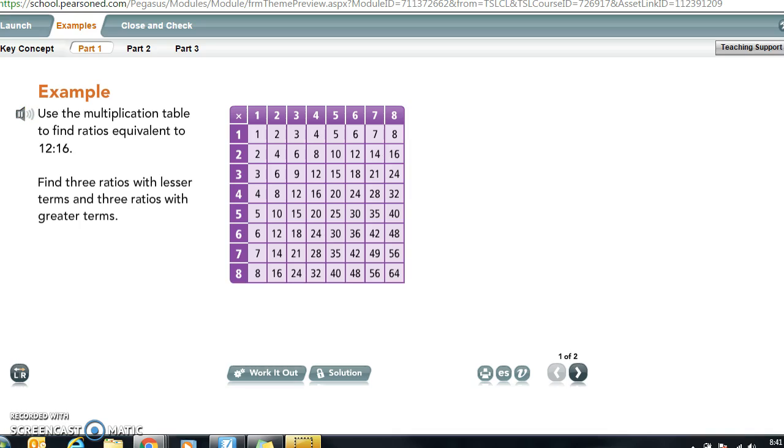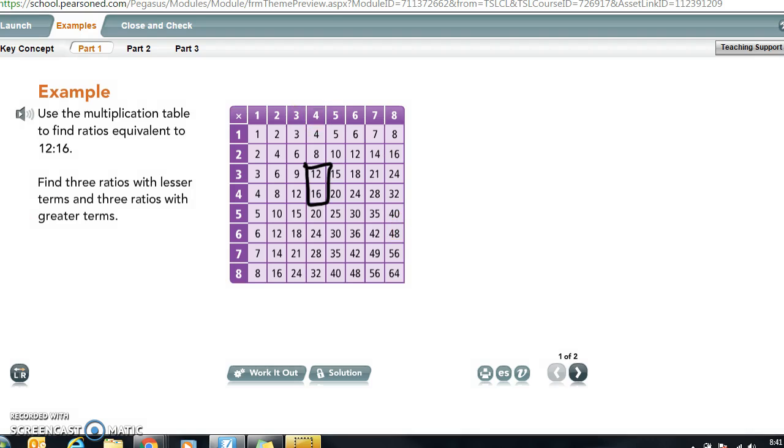Use the multiplication table to find ratios equivalent to 12 to 16. Find 3 ratios with lesser terms and 3 ratios with greater terms. So I'm going to go ahead and I am going to circle or put a square around 12 16ths. Okay, so I know that these are both multiples of 4.